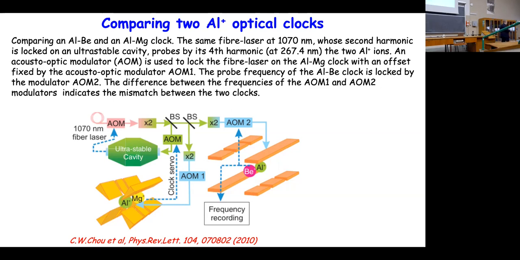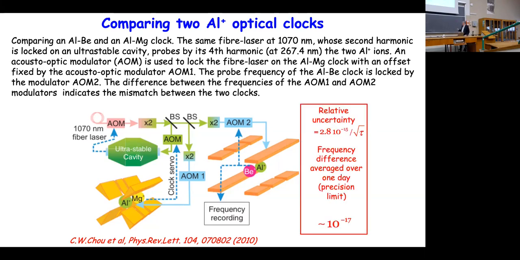And you have frequency multipliers also, because you start with a laser which has a frequency which is half the frequency that you need for your transition. So this is a general principle. And from this comparison, you get to the conclusion that these clocks have an uncertainty of 10⁻¹⁷ per day. So it's a win of a factor of 10 over the best fountain clock.